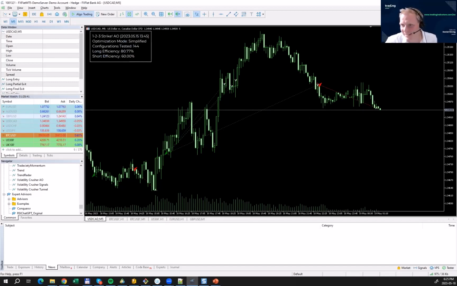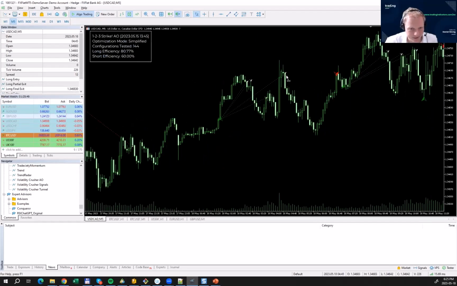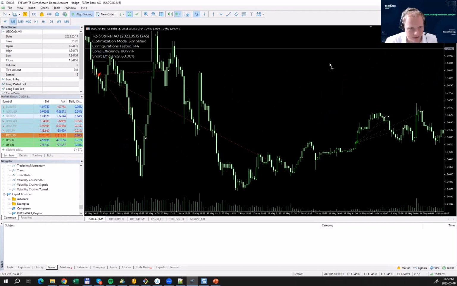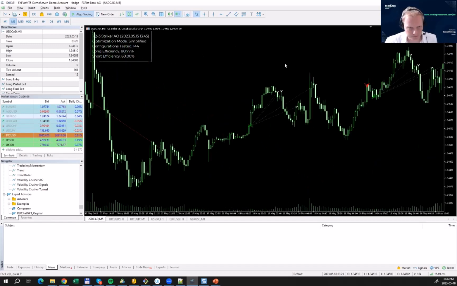What we can see here is that, first of all, this is a 5-minute chart. And again, our 1 to 3 strike indicator is applied to it, as you can see here. It gives us these nice signals across the board. But we can also see that the long efficiency seems to be a bit better than the short efficiency. So long efficiency is at 80% and short efficiency is at 60%.